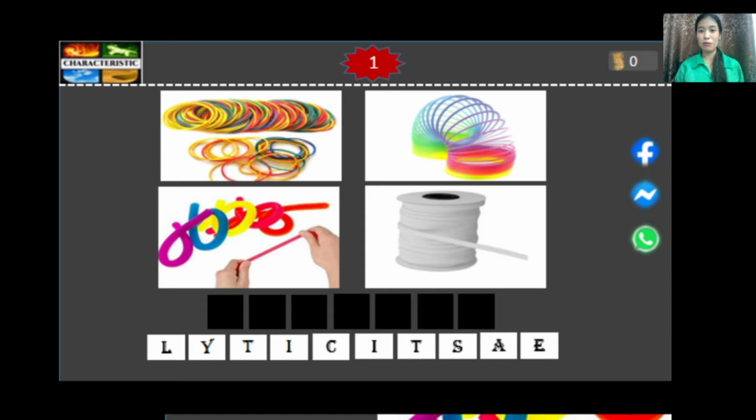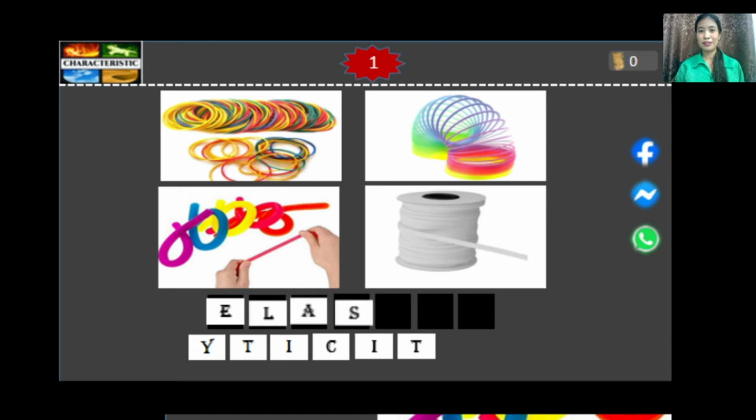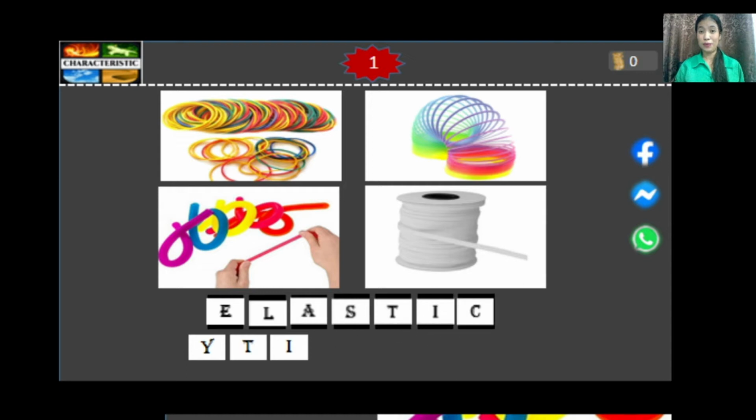Okay, so we have a rubber band, balloon, a toy, and a garter. What is the common characteristic of those? So what is the characteristic? That is elastic. How about the next one?